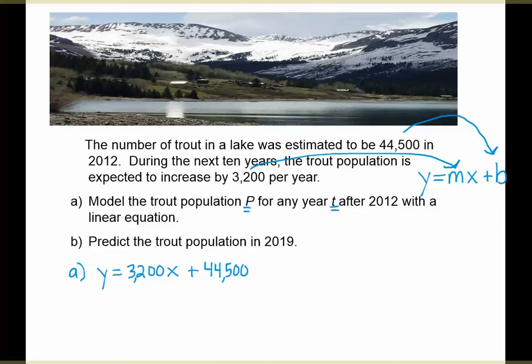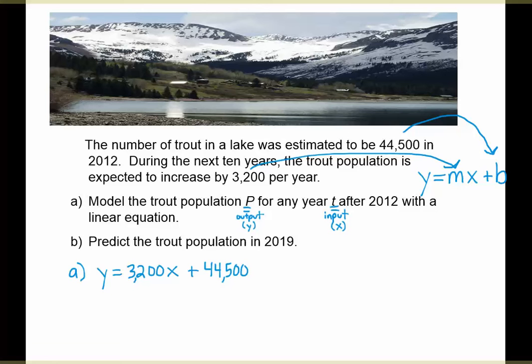So is this a situation where we plug in the number of fish to figure out the number of years? Or does it make more sense to plug in the number of years to figure out the number of fish? And it's actually the latter, okay? This t, the number of years, that's your input, which is going to be like your x. And once you plug in the number of years, you're going to do some multiplying and some adding, and it's going to tell you how many fish are in the lake for that number of years. So your p, the population, that's your output. And that's going to be like the y.